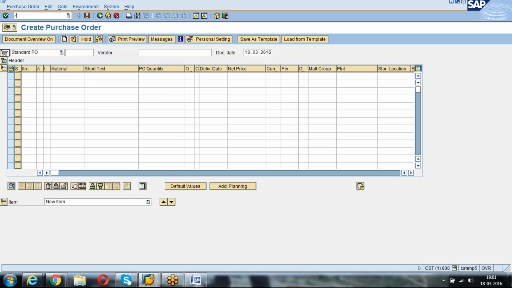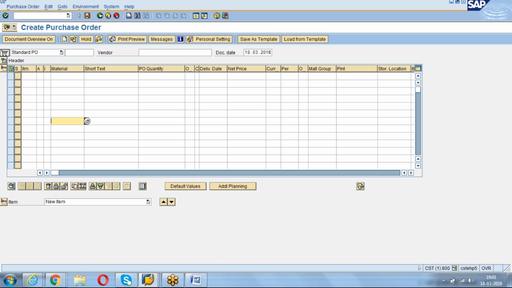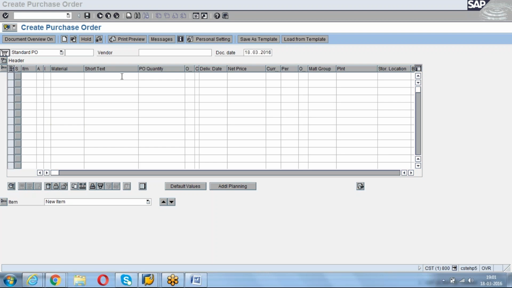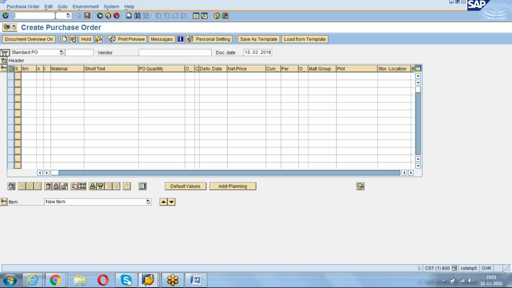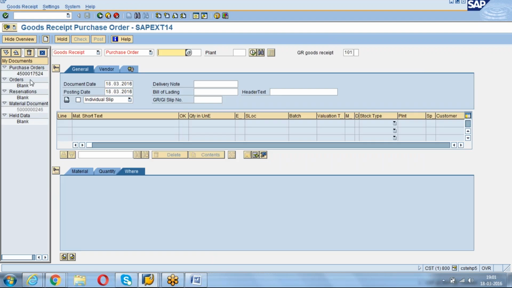And then go to MIGO, where we do the goods receipt. This is the MIGO screen. We can see the goods receipt. You have to select goods receipt against purchase order. This is our purchase order. I have given the purchase order. Then click on enter.